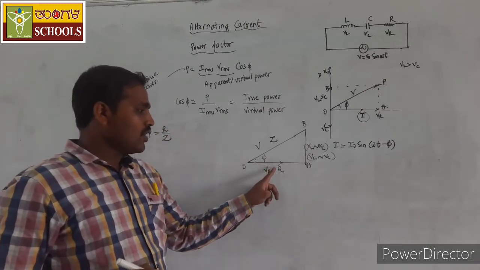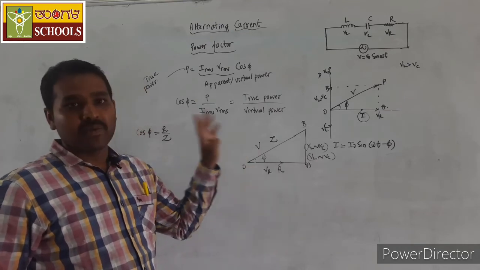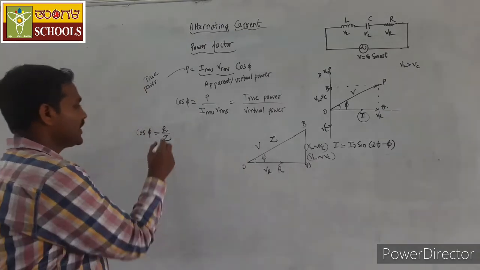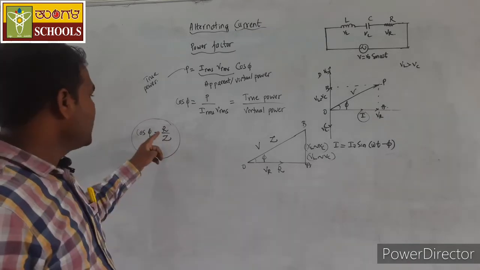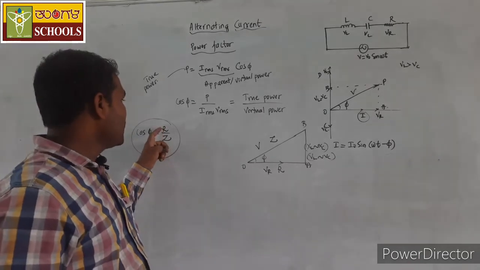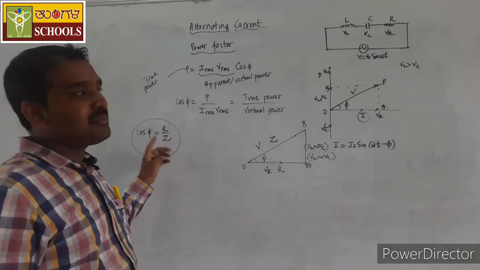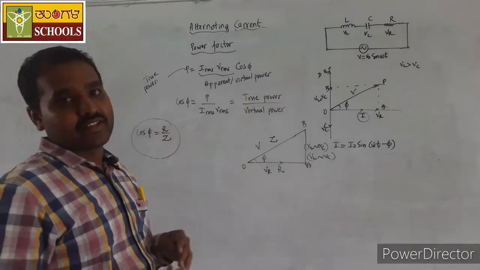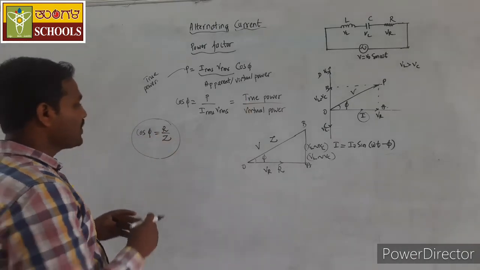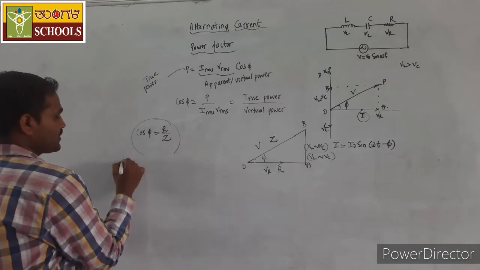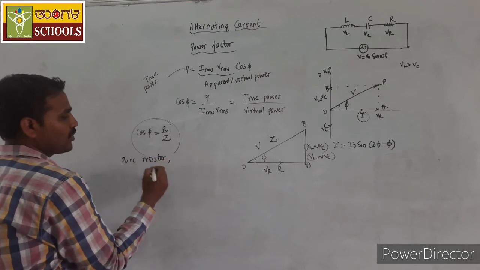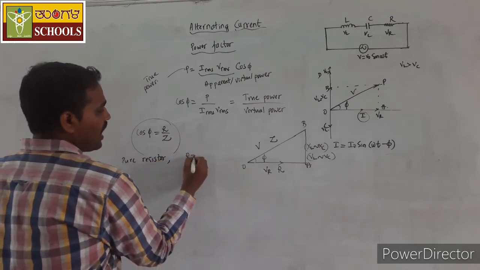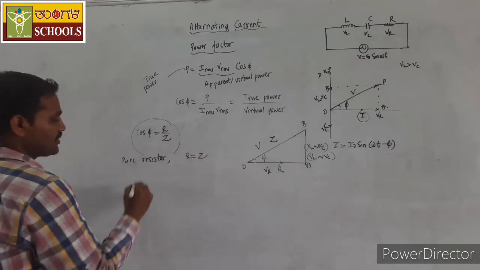So, that is the ratio of adjacent side and hypotenuse. In another way, the power factor can also be defined as the ratio of the resistance and the impedance in an AC circuit. So, what happens for a pure resistor circuit? For a pure resistor circuit, we have R is equal to Z.